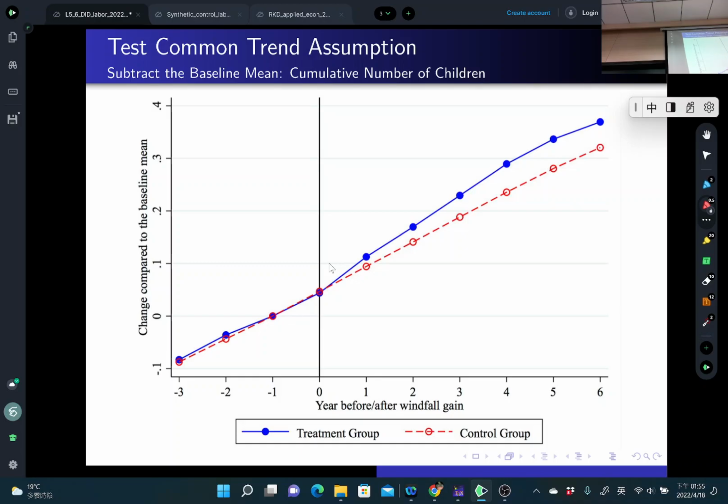the average age when they win a lottery prize is 33. So it means 33, 34, 35, 36, 37, 38, 39. So it's kind of like they complete their fertility, because over 40 it's hard for women to give birth.